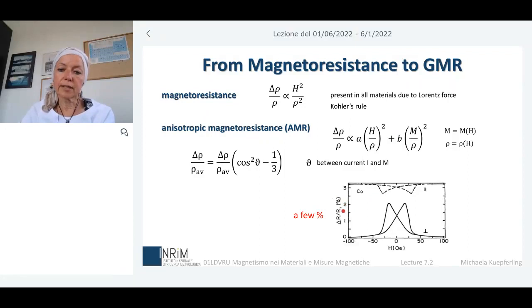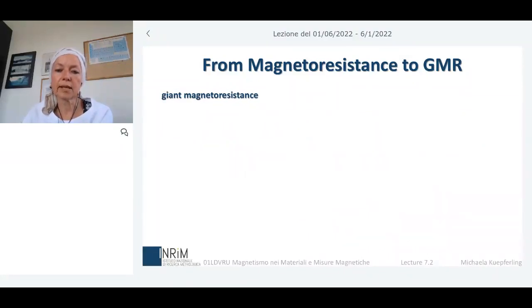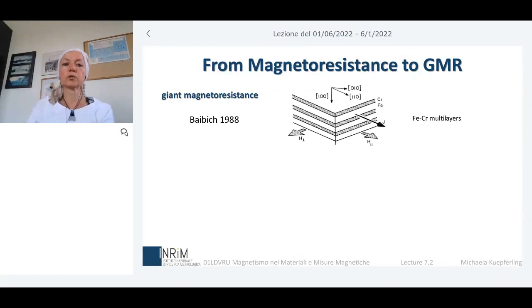This effect is of a few percent, so we find a change in resistance of a few percent, for example, for cobalt, as you can see. And this is completely different to what we find in the giant resistance effect. That's why we were able to increase so much the sensitivity of the read head sensor of disks, because now the effect is about 50%, not a few percent, let's say.